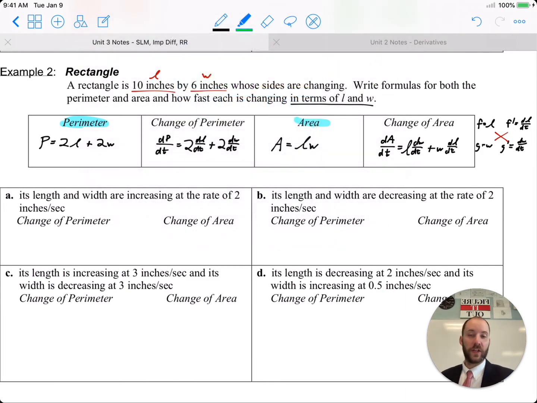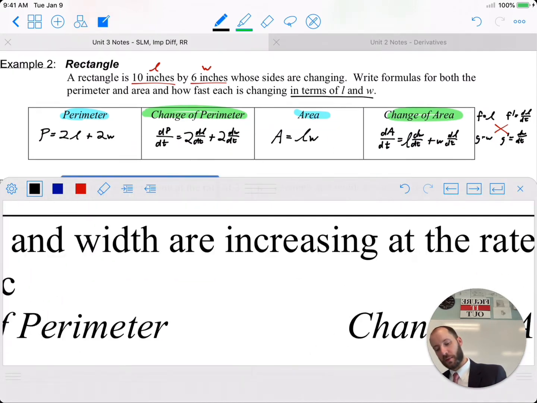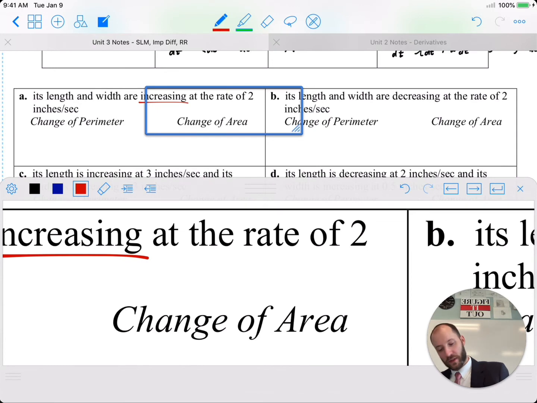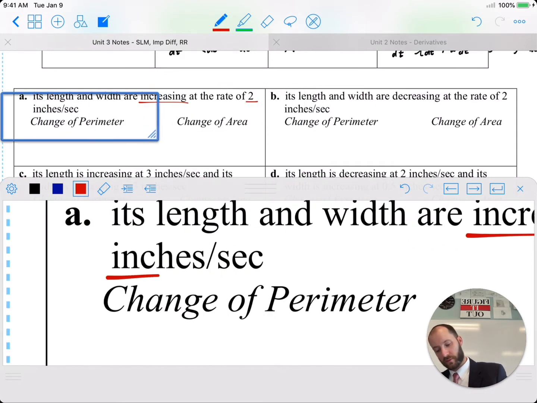We have our derivatives of the base equations, your implicit derivatives, so dP/dt, dA/dt. So now, look at each situation and then plug in what you need to plug in. So let's look at a couple of these, okay? So length and width are increasing at the rate of 2 inches per second. So increasing, we have a rate of 2 inches per second, okay?